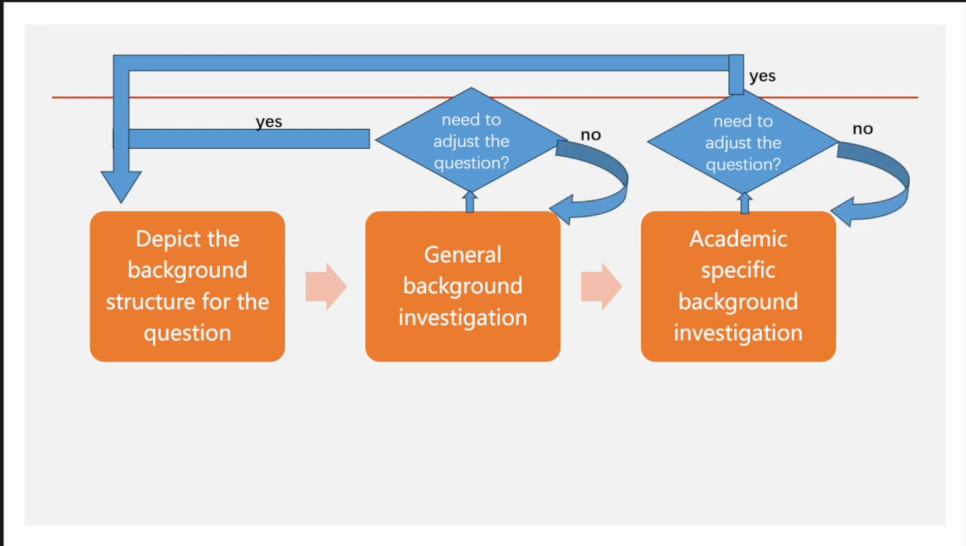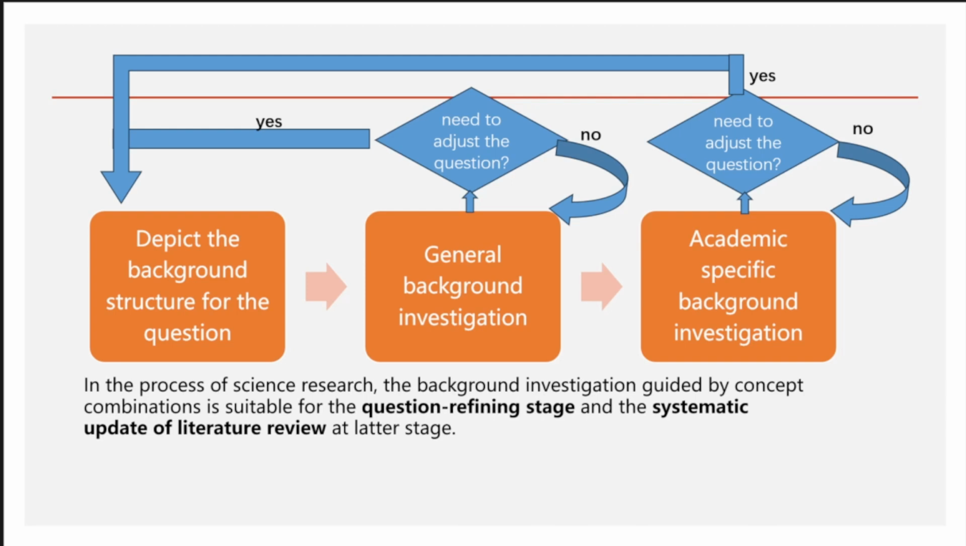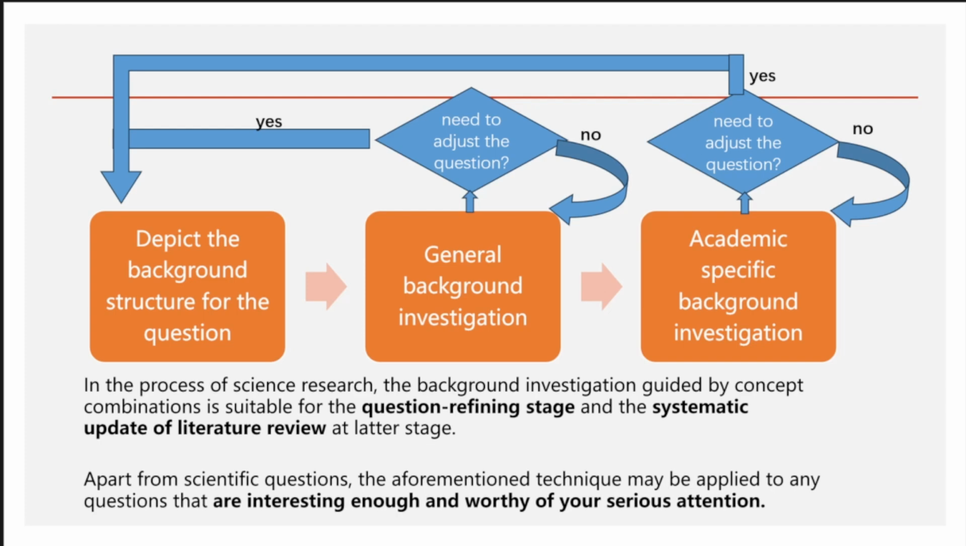In the process of science research, the background investigation guided by concept combinations is suitable for the question refining stage and the systematic update of literature review at a later stage. In other situations, you can leave the concept combination framework behind and flexibly investigate background based on specific needs. Apart from scientific questions, the aforementioned technique may be applied to any questions that are interesting enough and worthy of your serious attention. And this is the end of this video.